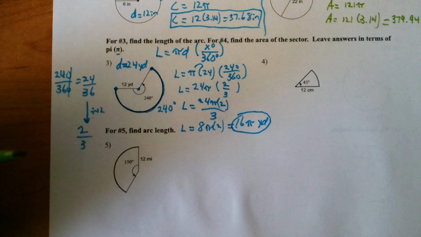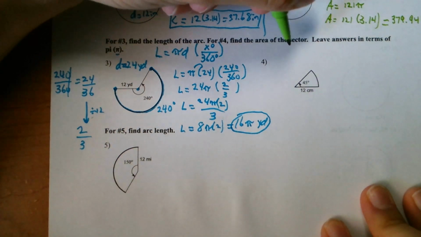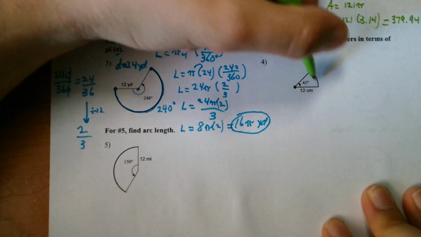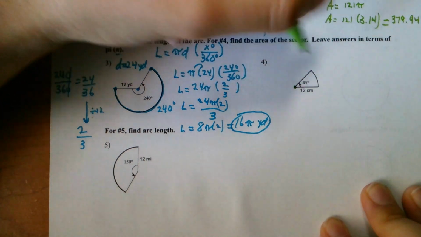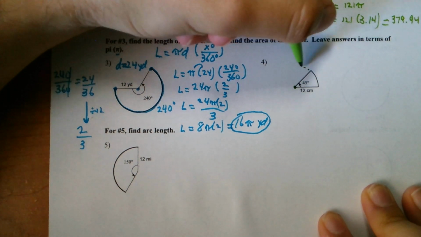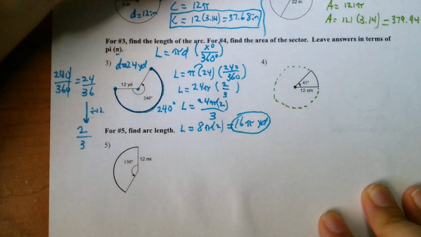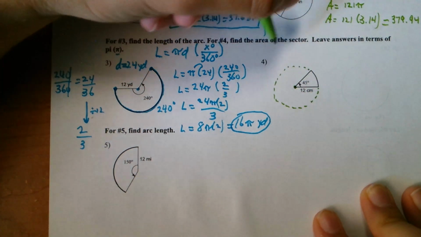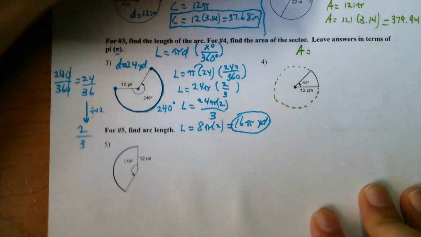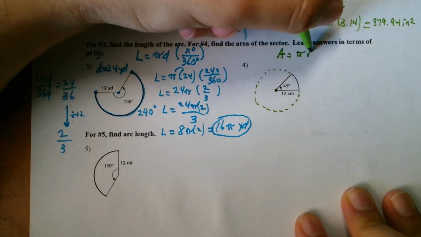Now for sector area, it's very much the same idea. A sector is a little slice of pie like this. It's a slice out of the whole circle. So imagine if the circle was here, that would be considered a sector. So now to find the area of the sector, use the area formula for a circle.